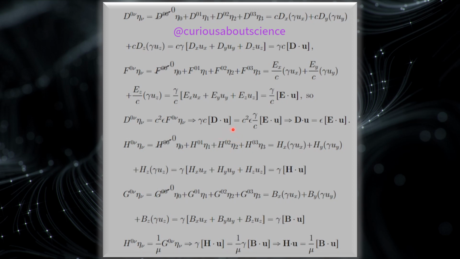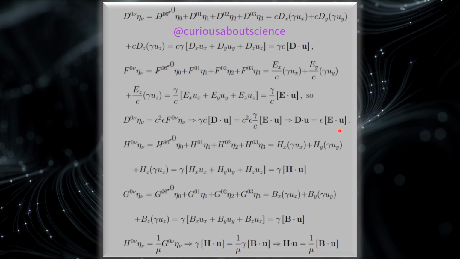So setting them equal to each other, we get a nice little cancellation, and what we see is that d dot u is equal to epsilon e dot u, which may have been evident based on the fact that we recovered the equation from chapter 4, but now we get to see how it is with the tensor notation.